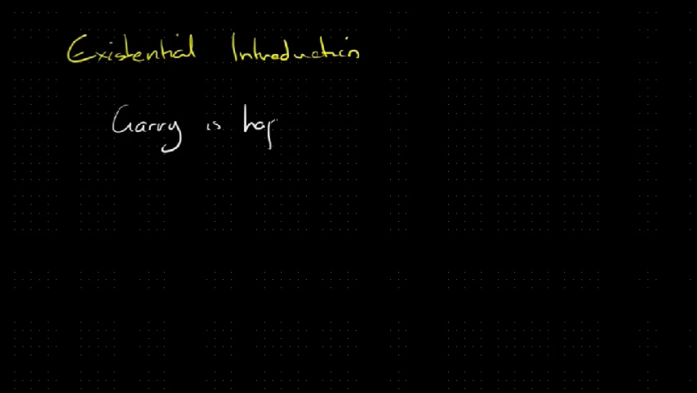So let's look first at existential introduction. Now the logic behind this is quite simple. Suppose you know that Gary is happy. Well, if Gary is happy, what follows from this rather obviously is that something is happy. Right, there is Gary, who is something, and he is happy, so it follows that something is happy.